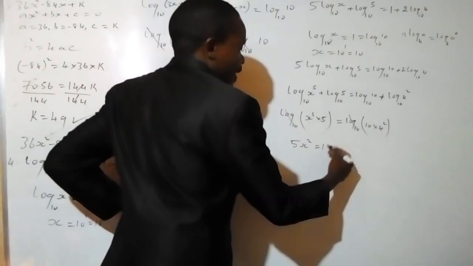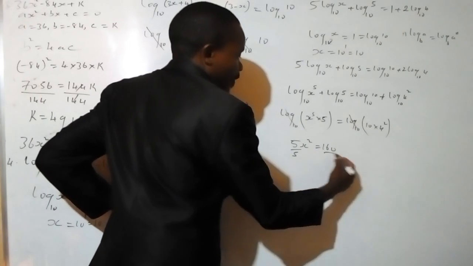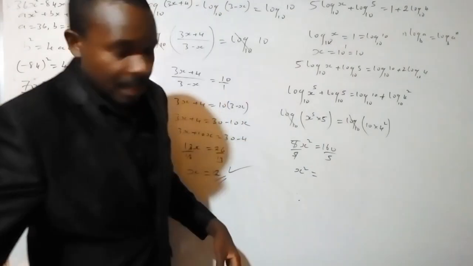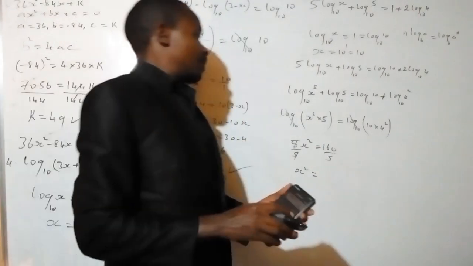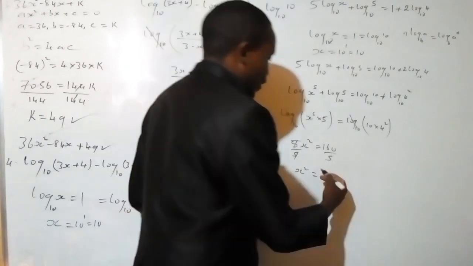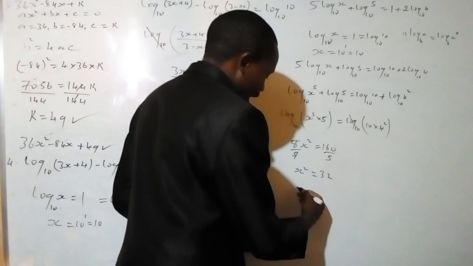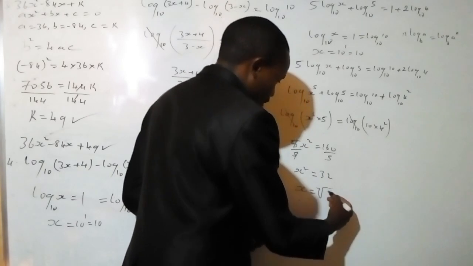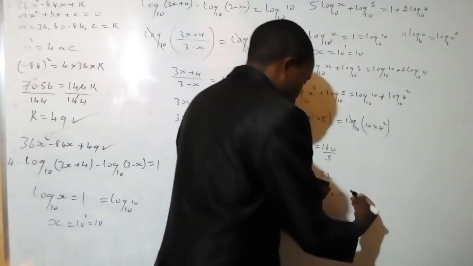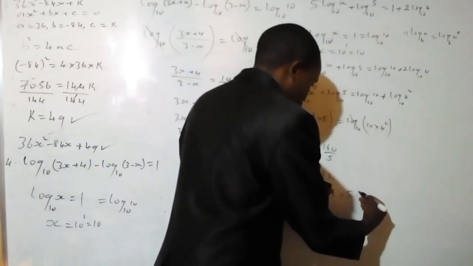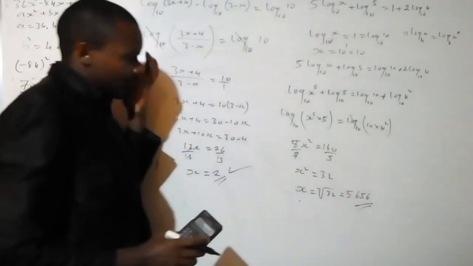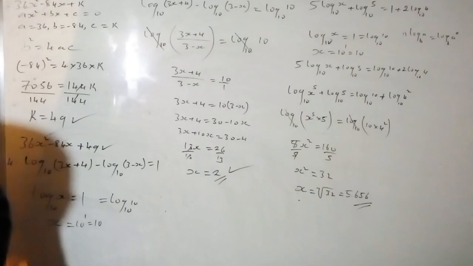You divide by 5 on both sides, and x squared will be what? Allow me to use a calculator to avoid making simple mistakes. 160 divided by 5 is 32. And x is equal to the square root of 32. The square root answer you are supposed to get is 5.656, and that should be the correct answer. Good.